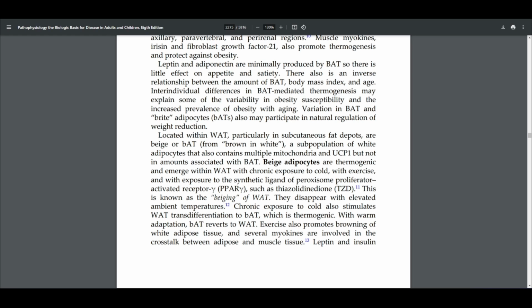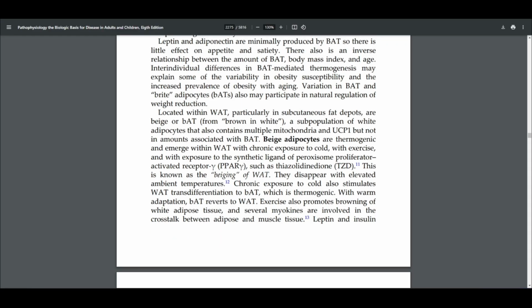Inter-individual differences in fat-mediated thermogenesis may explain some of the variability in obesity susceptibility and increased prevalence of obesity with aging. Variation in fat and bright adipocytes, BATs, also may participate in natural regulation of weight reduction.